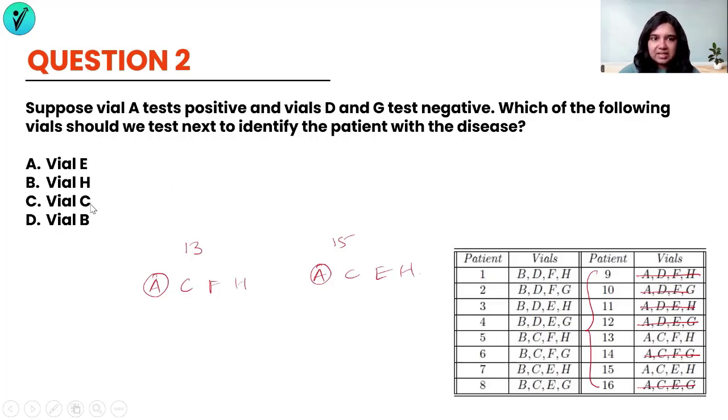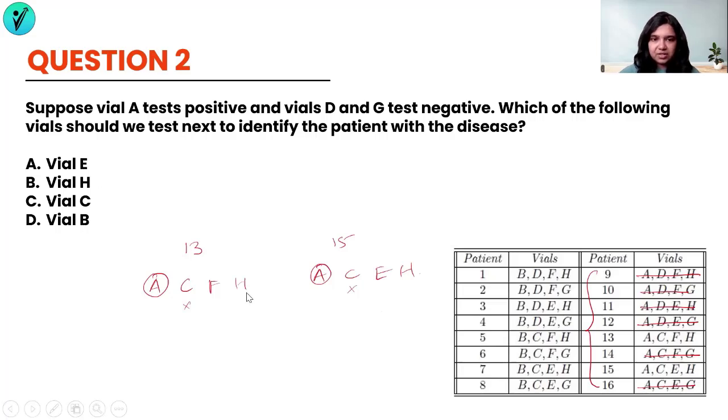If I go ahead and test C, will I be able to understand who is the patient? No, because if C comes out to be positive, both of them are equivalent possibility cases for that particular disease. So C is not the best choice because both of their blood is there in vial C. If it tests positive, you will still be confused about whether it is patient 13 or patient 15. So C is not going to be the best choice to go by.